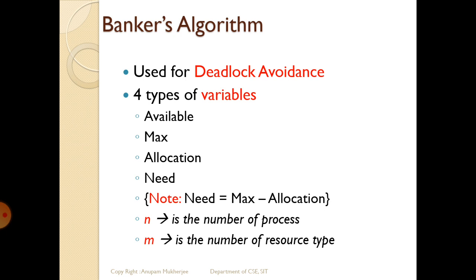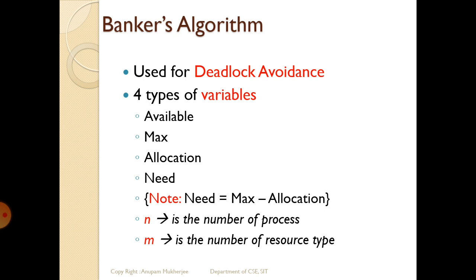Now, we'll focus on this algorithm. The data structure consists of four types of variables: available, the system availability; max, the maximum resource; allocation, the resource which is already allocated; and need, the need of a particular process. Note down one thing: we will calculate the need based on max minus allocation. In this algorithm, we use two variables, n and m. n is the number of processes and m is the number of resource types.